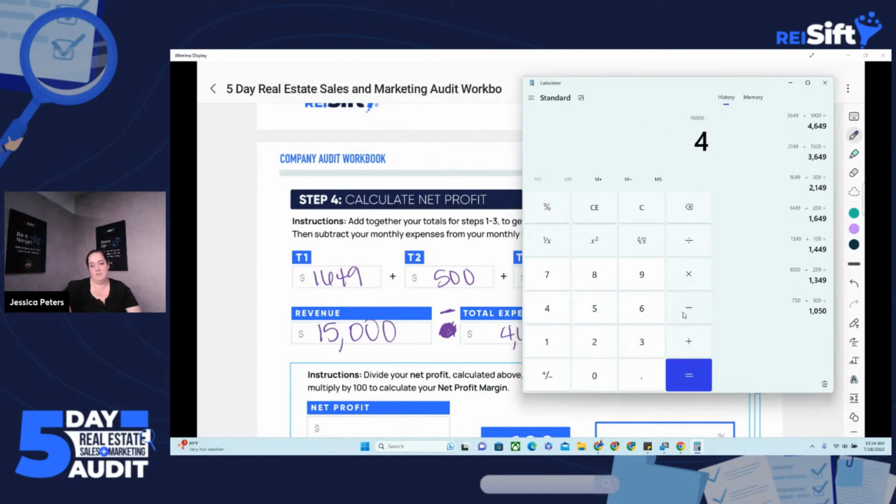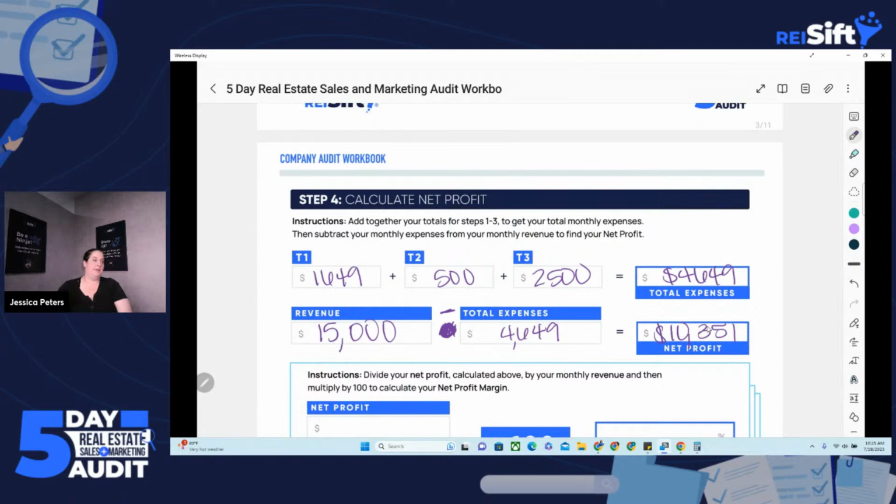15,000 minus 4,649. Yes. 10,351. Okay. So that would be my net profit, like how much money I made after expenses. Now what we're calculating is before taxes. Net profit is before taxes.